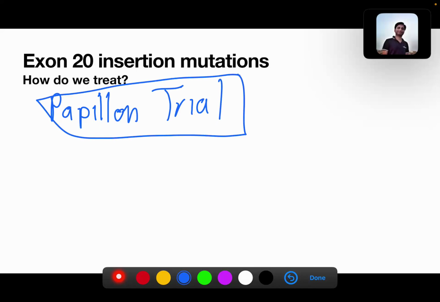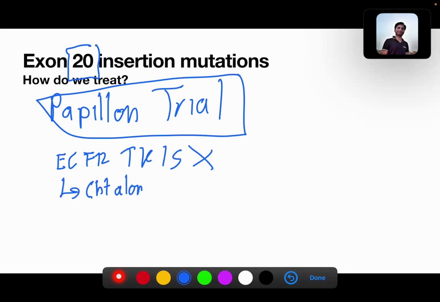So the PAPILLON trial, earlier exon 20 insertion mutations, right? They found out that EGFR TKIs were not effective in exon 20 insertion mutations. But so the previous standard of care was chemotherapy alone. That is platinum-based doublet alone.